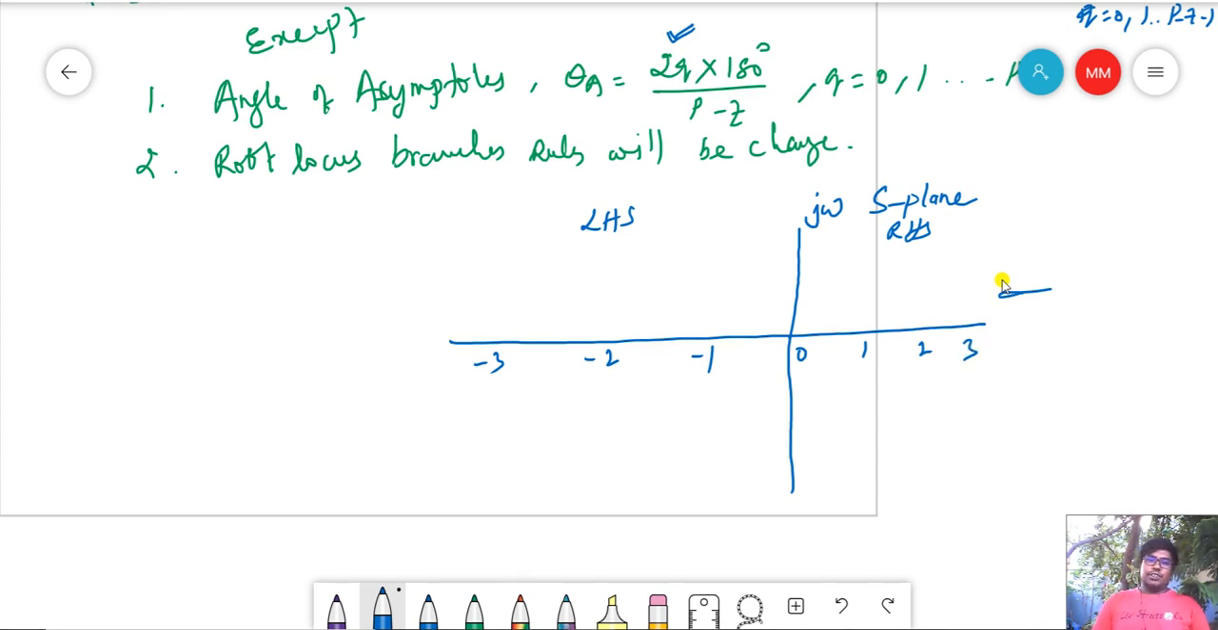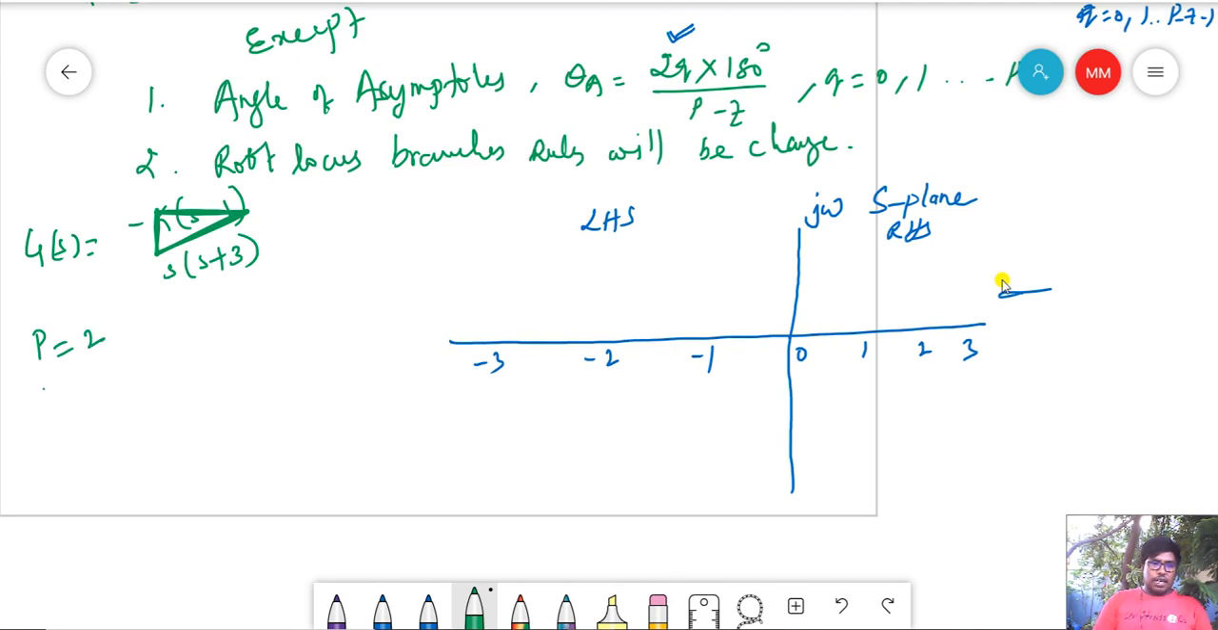As per the given transfer function, G of s is equal to minus K into (s minus 1) divided by s into (s plus 3). For this one, we will locate the poles and zeros. So what are the poles here? P is equal to how many?